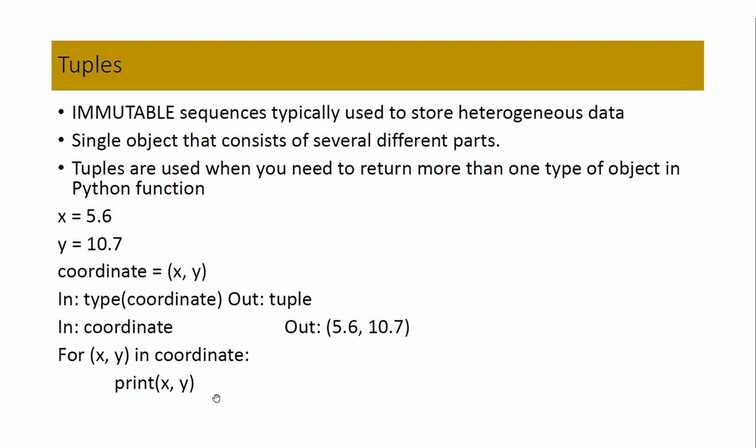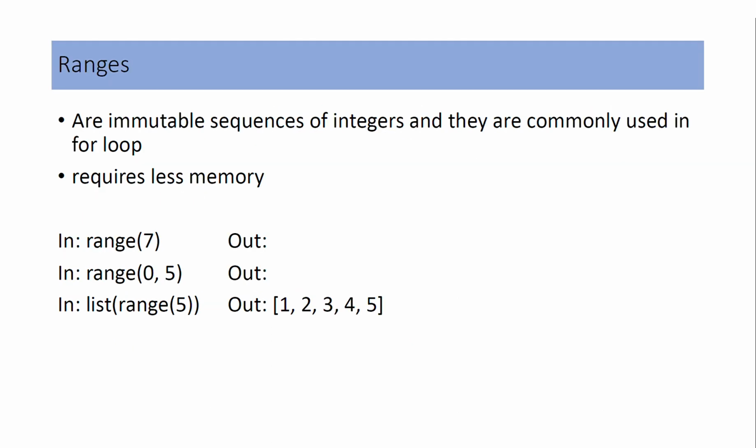So tuples are immutable sequences, typically used to store heterogeneous data. Range is an immutable sequence of integers, that means you cannot change it, commonly used for loops, and it requires less memory. For example, if you input range(7), the output is actually blank. Input range of 0 to 5, the output is also blank. And input list of range(5), then your output becomes 1, 2, 3, 4, 5. So range is an immutable sequence of integers commonly used for loops.